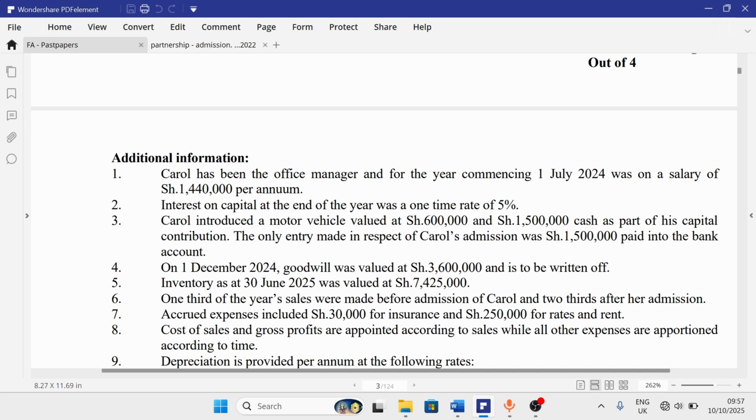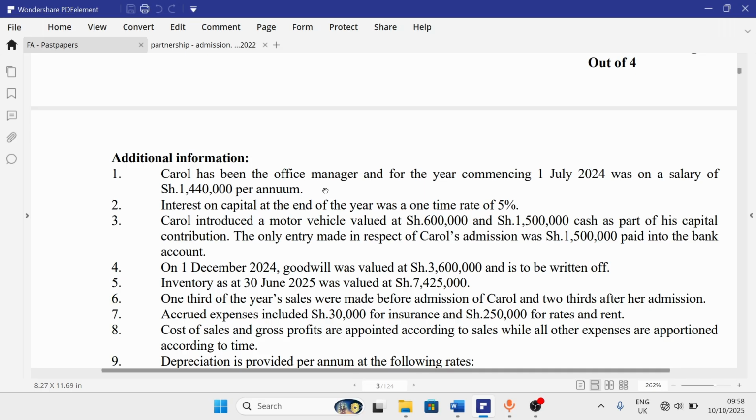We were told that Carol has been the office manager, and for the year commencing 1st July 2024 was on a salary of 1440,000 per annum. So because during that period she was still an employee, that is, before she was admitted, the salary she was paid is supposed to be included in the employees' salary. And then any salary that she was paid after being admitted should not be included in the income statement.